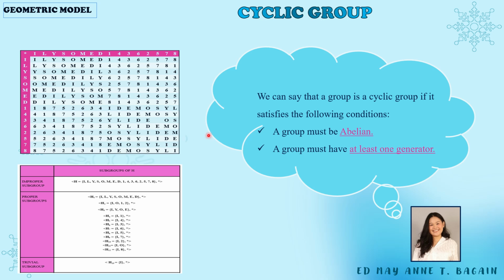We can say that a group is a cyclic group if it satisfies the following conditions. Okay, so what are those conditions? First, it should be abelian. And next, a group must have at least one generator. Okay, so those are the two conditions. Okay, so now let's check.